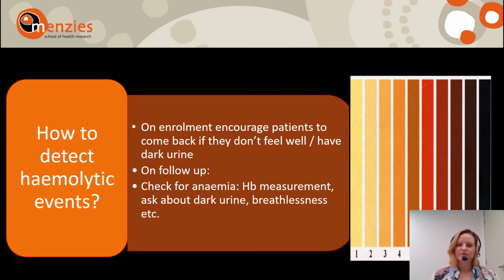Detecting hemolytic events requires monitoring of the participant condition. On enrolment, it's essential to encourage participants to come back if they don't feel well or have dark urine. On each follow-up visit, check for anemia. This includes a hemoglobin measurement, a urine sample to assess for dark urine against the Hillman scale, pictured on the right, and also a symptom assessment for breathlessness, shortness of breath, any other symptoms that may indicate a clinical deterioration and hemolytic event.